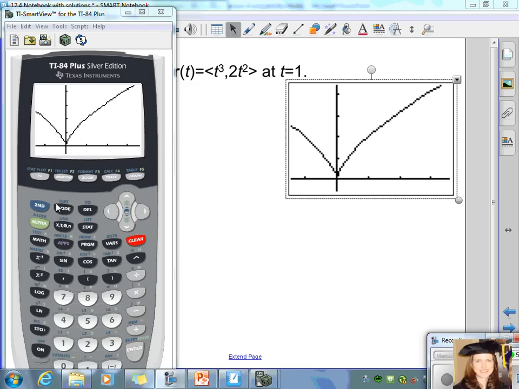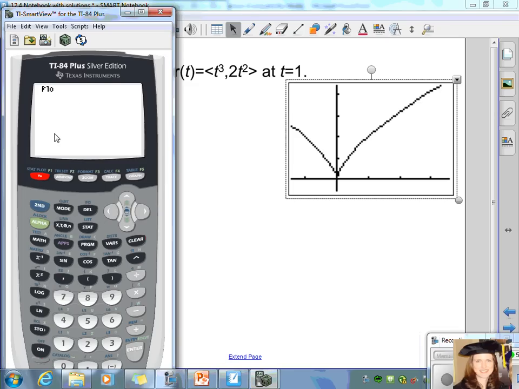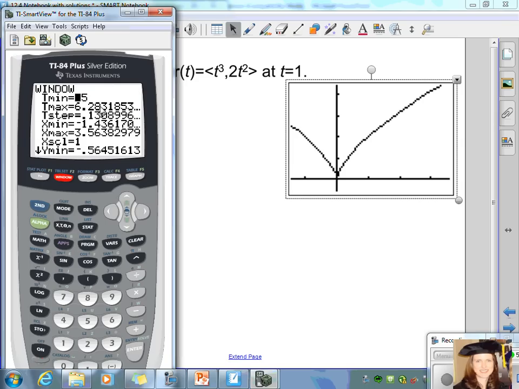So using parametric mode on your graphing calculator, you go to the y equals and you enter x equals t cubed and y equals 2t squared. I started off with a standard zoom and then I adjusted the window so that I can get a better, more complete graph. For my window, I changed the t-min to -5. So you see a portion of the graph, and then I zoomed in over here to where t is equal to 1.